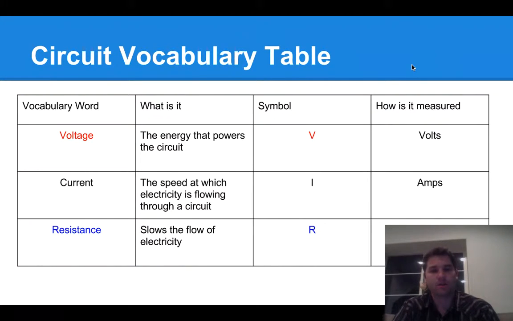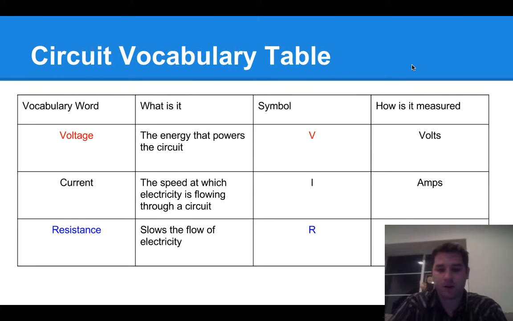Okay, the third word is resistance. Now, resistance is kind of just like it sounds like. When you think of resistance, you think of stopping or wanting something to stop. And that's kind of what it means. Resistance is slowing the flow of electricity. So it slows. We use the symbol R, we use a capital R for resistance. And resistance is measured in ohms. And there's that funny Greek symbol that we read as an ohm.